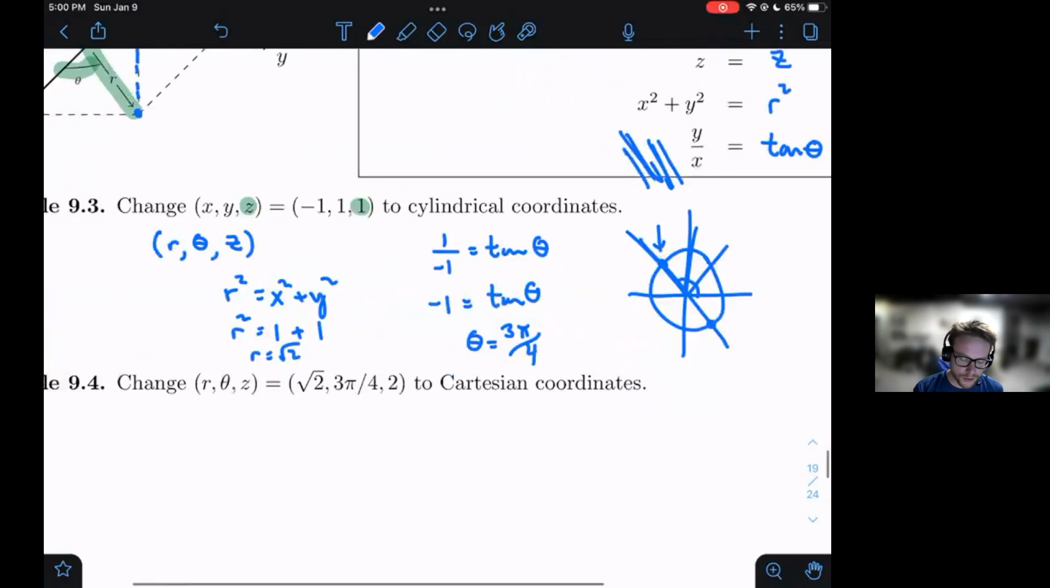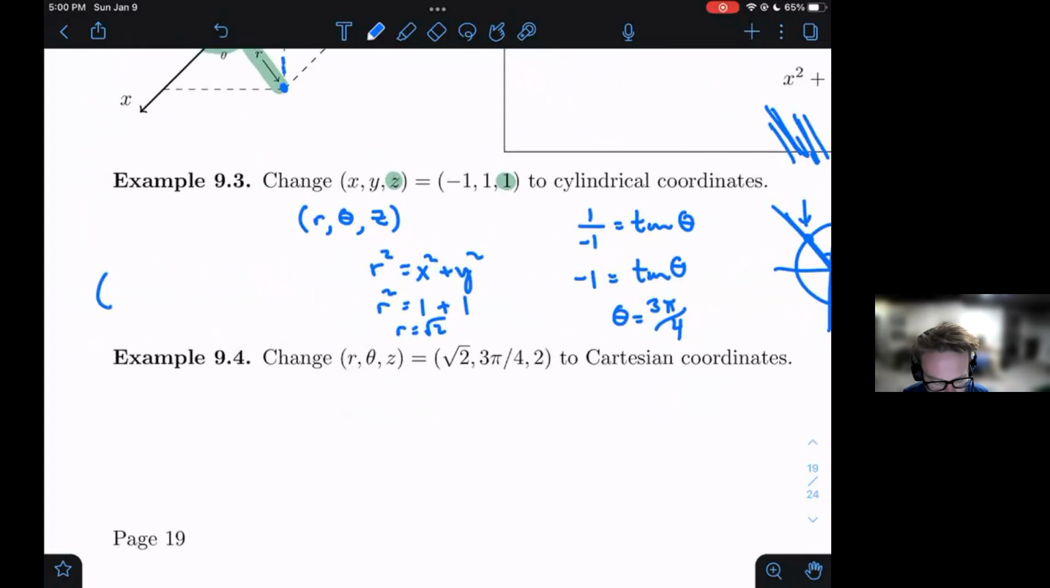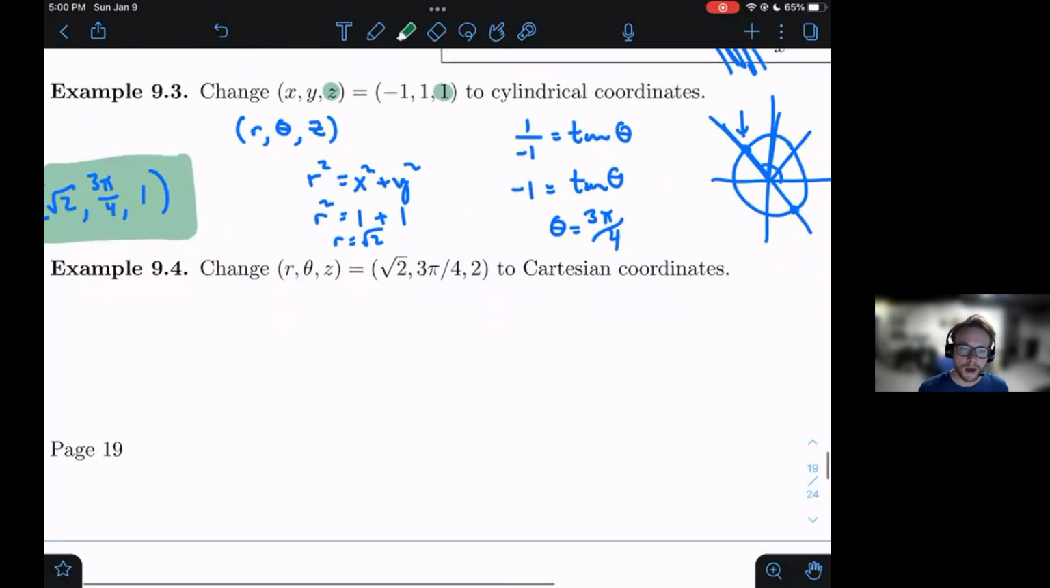Okay. So that is changing from Cartesian into cylindrical. I guess I could write down my final answer. r was equal to √2, theta was equal to 3 pi over 4, and z was just equal to z, which was 1. So here would be my final answer. One more problem. Go ahead and try this one on your own. Pause the video, and then we'll go over the results together.